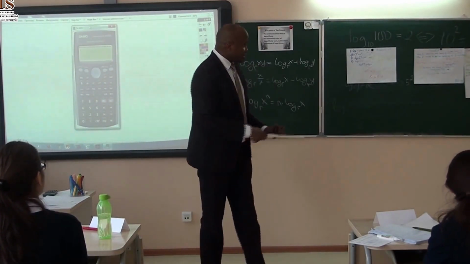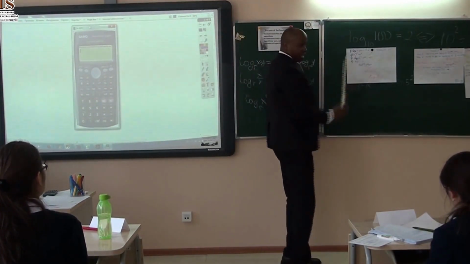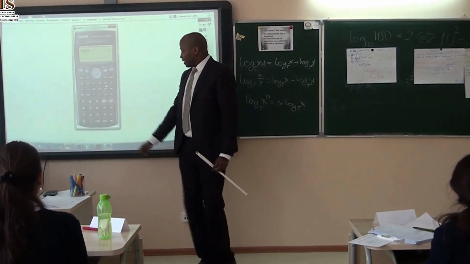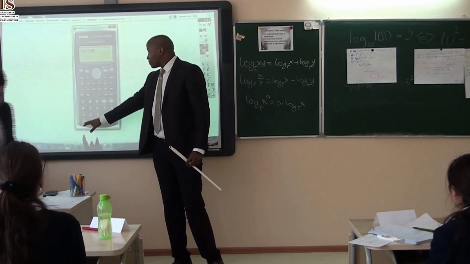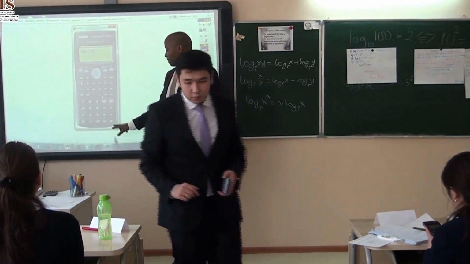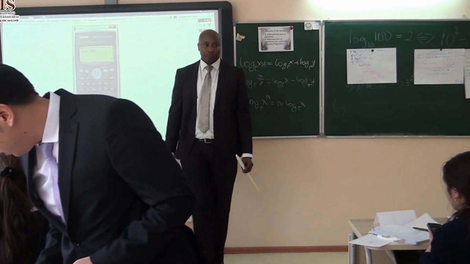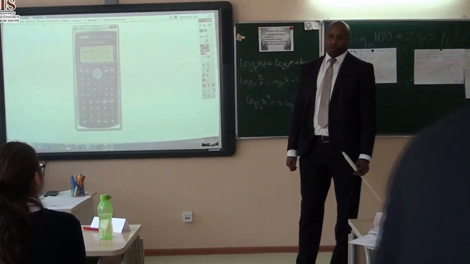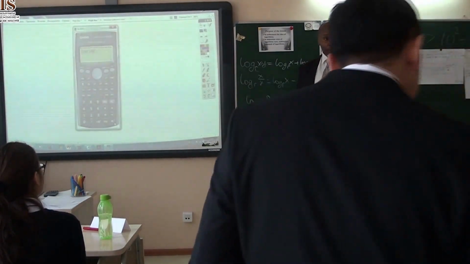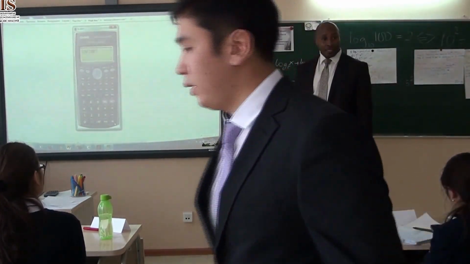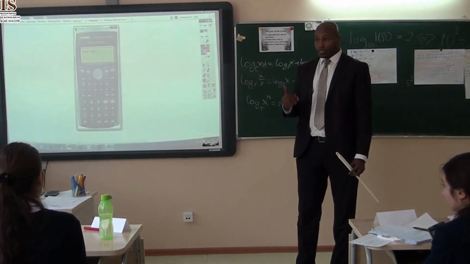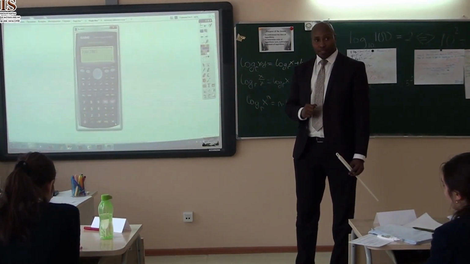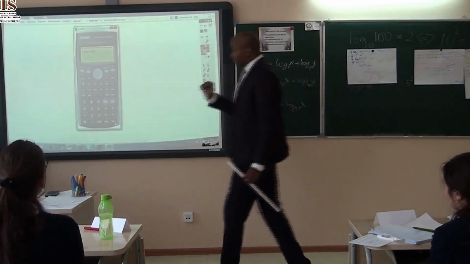I'd like us to work out this question here, the log of 100. So we're going to press this button log, and then type 100, and then close the bracket. What is your answer? 2. The answer is 2 because the base is 10. We know that 10 to the power of 2 is 100. Okay? Let's do one more question.